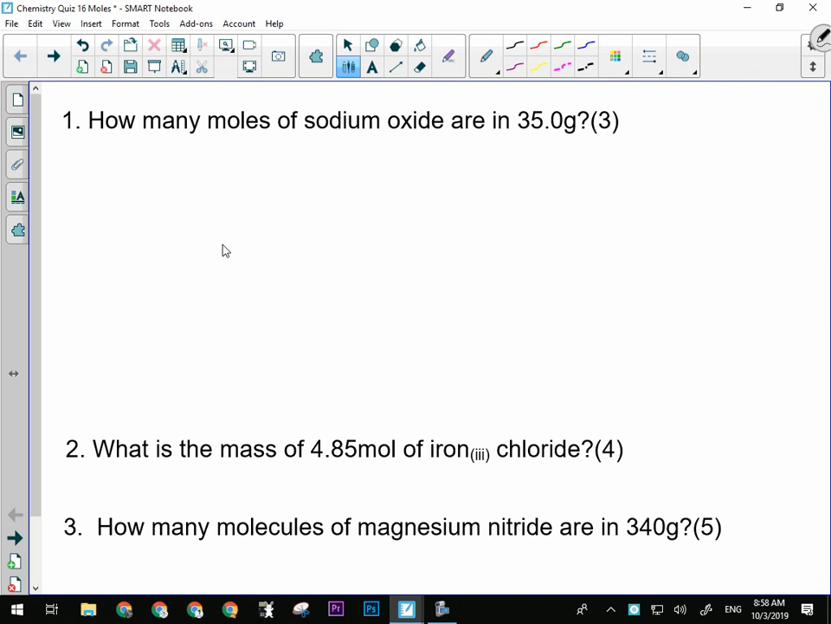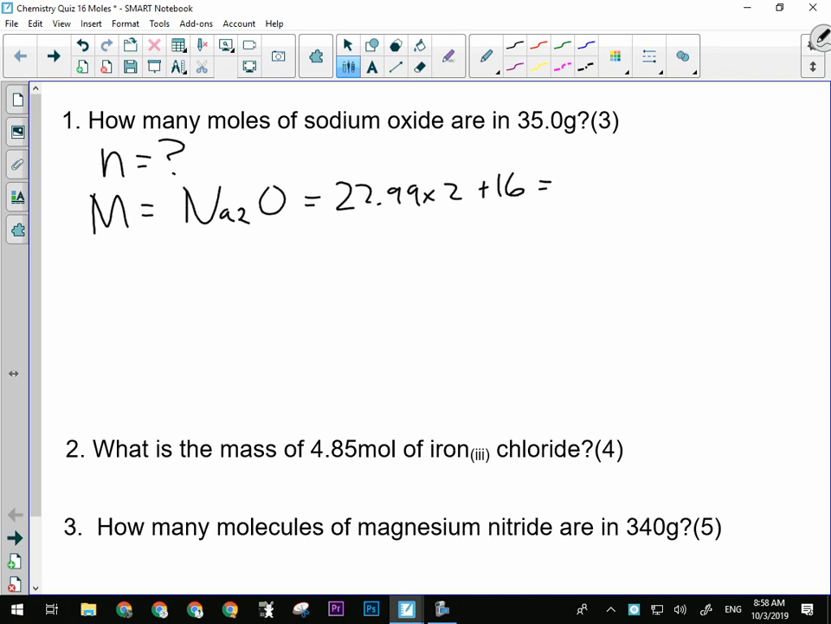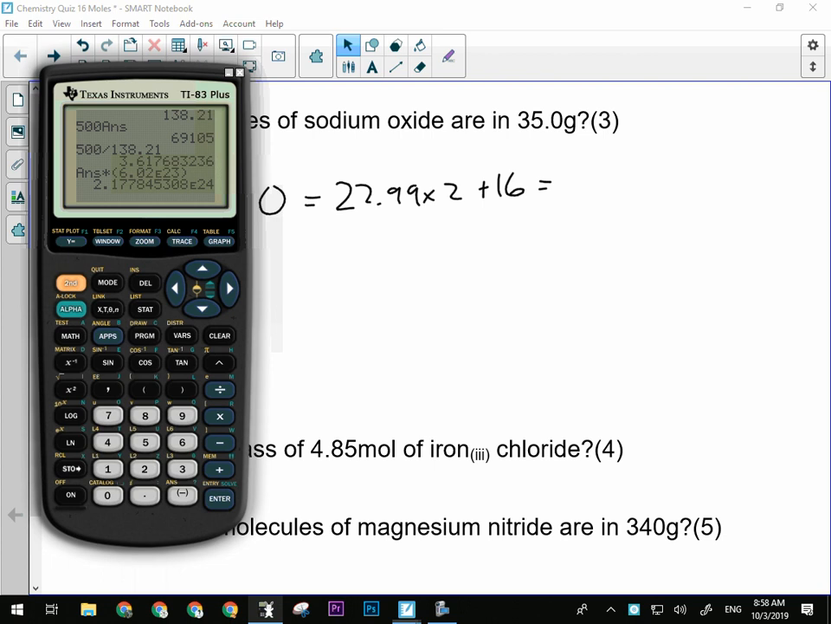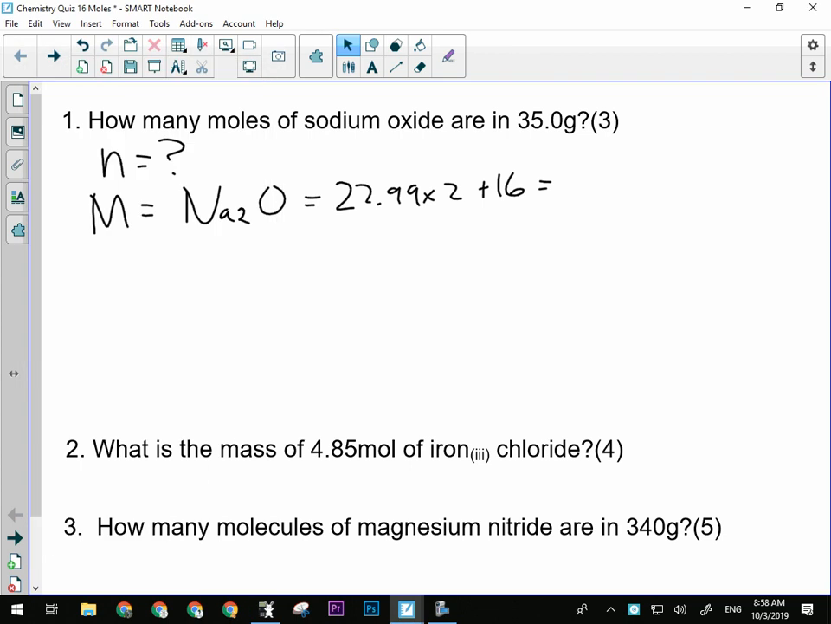Okay, so for question number 1, we're looking for how many moles? So we're looking for N. They tell us that we are dealing with sodium oxide. That is Na2O, right? Because oxygen's a -2 and sodium's a +1. So we got 22.99 times 2 plus 16 to get our molar mass. All right, so 61.98 grams per mole.